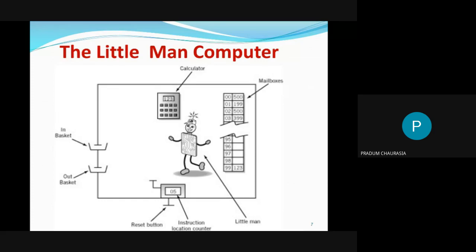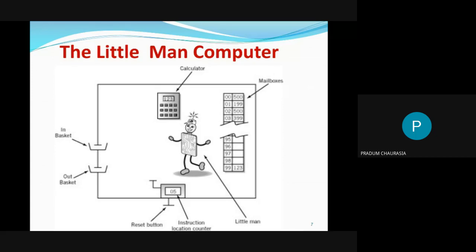Now come back to the in basket and out basket. They are just for transactions. The little man can write something on a paper and put it in the out basket. If I need to input something to the little man, I write it on a paper and put it in the in basket. Right. So that's it.